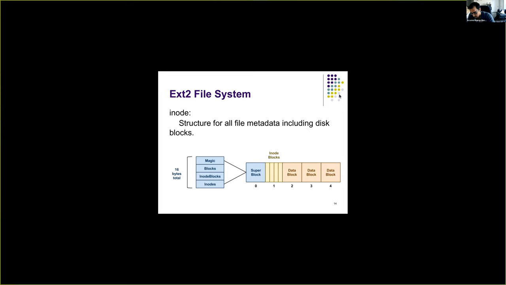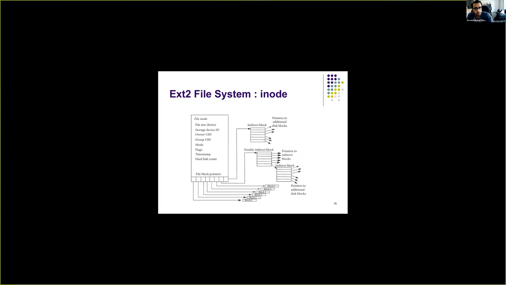Hello everyone. So in this part, we will look into the Ext2 file system. One of the fundamental structures in the Ext2 file system is the inode. Inode stands for indirect node. It is a structure used to store all of the file metadata, including the disk blocks that belong to the file. A typical structure of an inode is as shown on the slide.